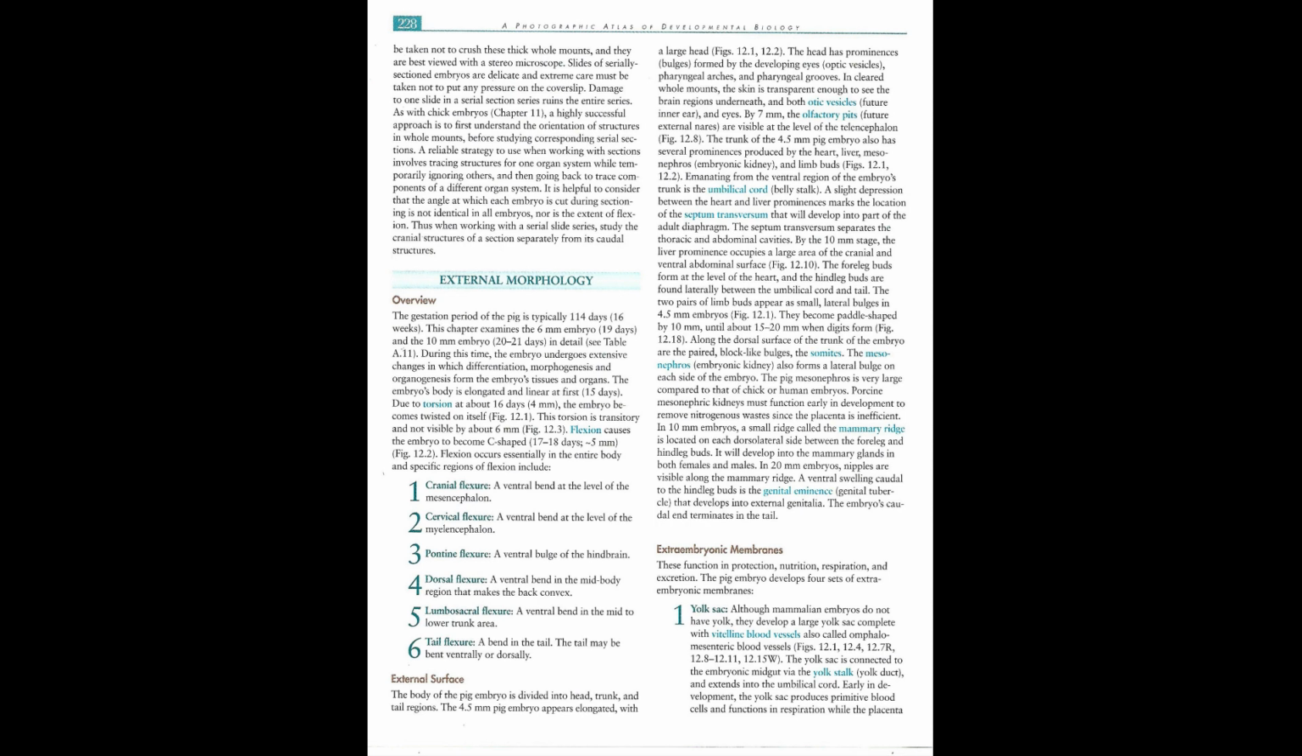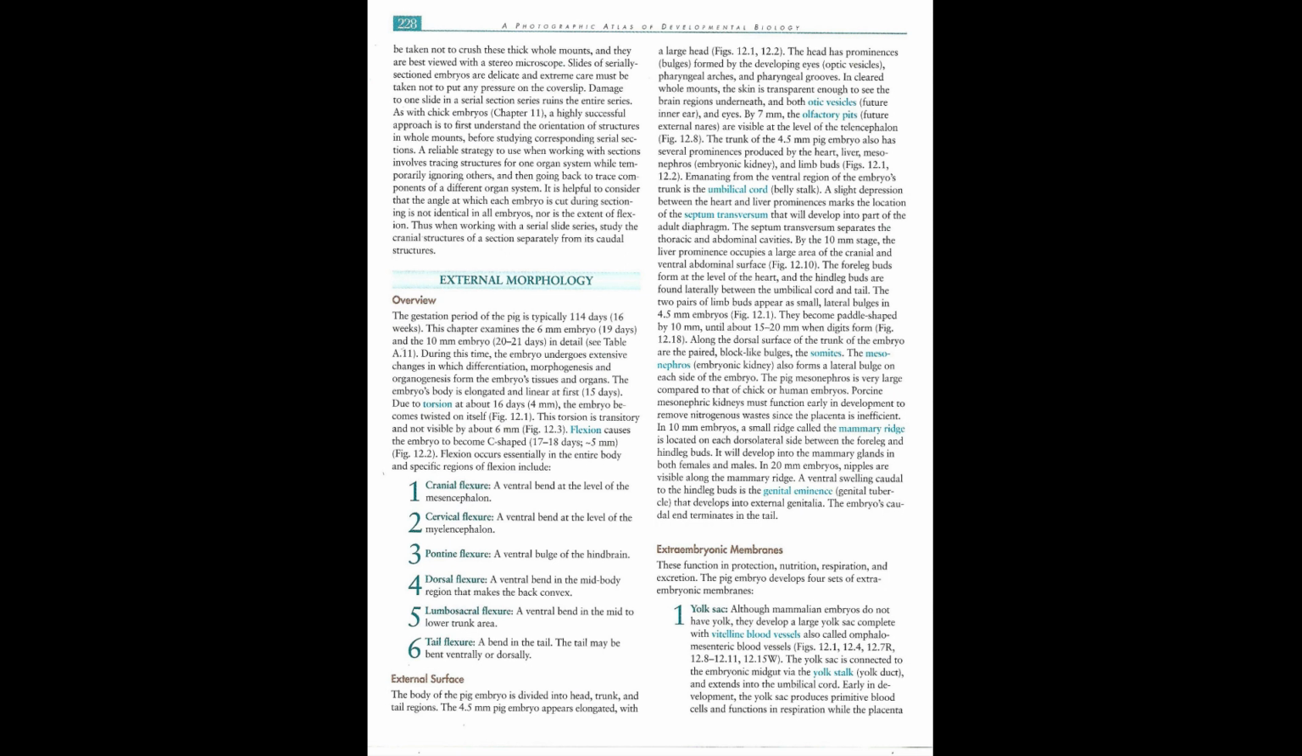The foreleg buds form at the level of the heart, and the hind leg buds are found laterally between the umbilical cord and tail. The two pairs of limb buds appear as small, lateral bulges in 4.5 mm embryos, Fig 12.1. They become paddle-shaped by 10 mm, until about 15 to 20 mm when digits form, Fig 12.18.